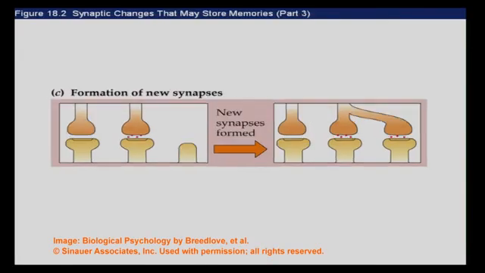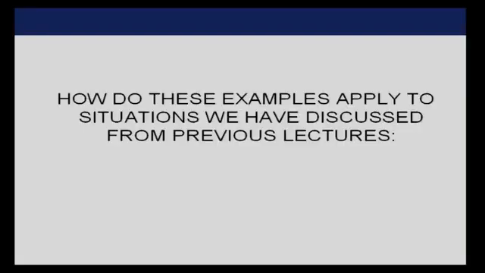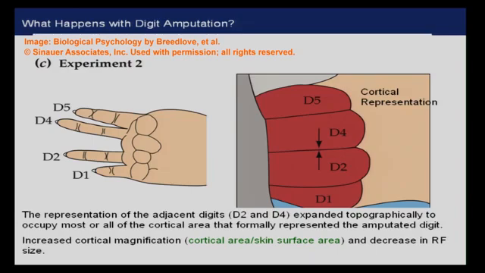Now, using these examples, particularly formation of new synapses, rearrangement and decrease and retraction of synapses, let's just go back and think about how this might work in examples that we've already talked about in neuroplasticity. So how do these examples apply to situations we've already discussed from previous lectures? And let's now go back to our somatosensory plasticity example, where we had this animal with usually 5 digits, 1, 2, 3, 4, 5. The 3rd digit here was removed surgically.